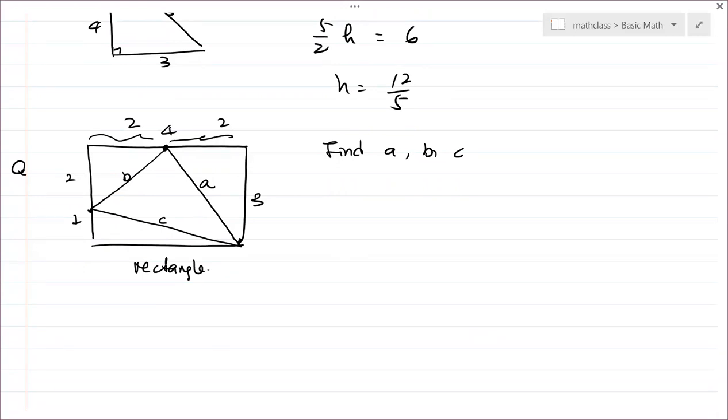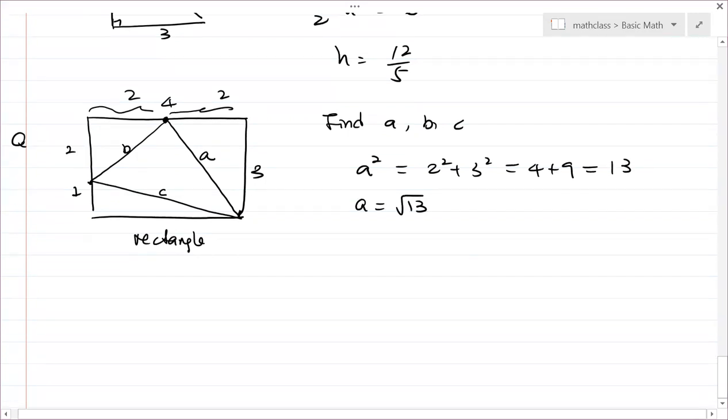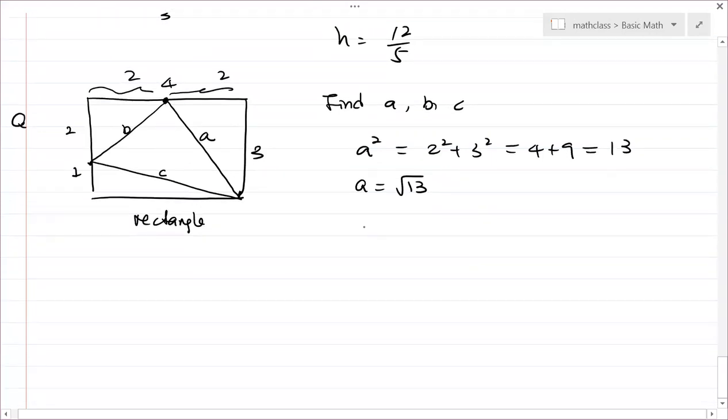So you apply, just practice using the Pythagorean theorem, right? The first one, let's find A. A squared equals 2 squared plus 3 squared, right? 4 plus 9, and that is going to be 13. So what is A? Square root of 13. Okay? And then how to find the B? B squared is going to be 1 squared plus 2 squared, 1 plus 4.